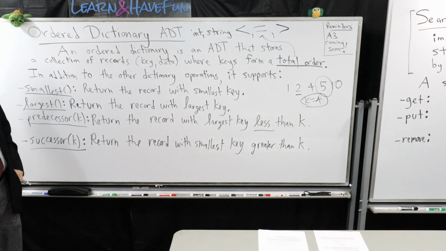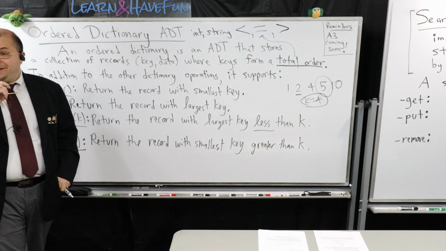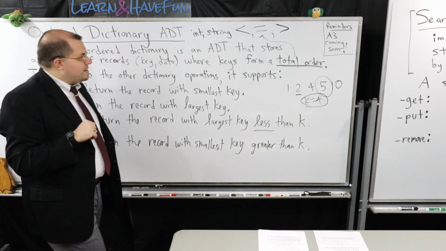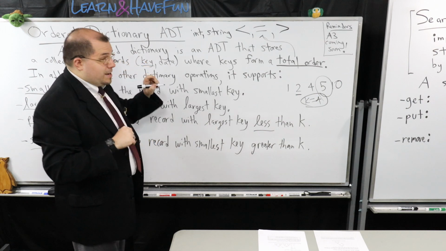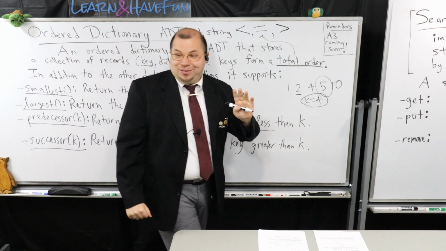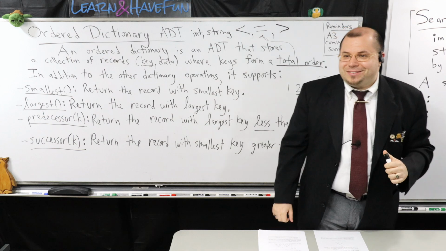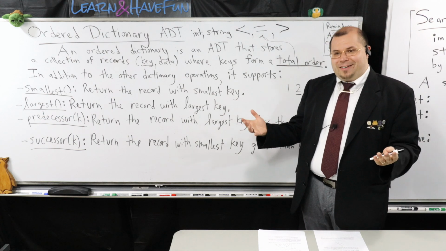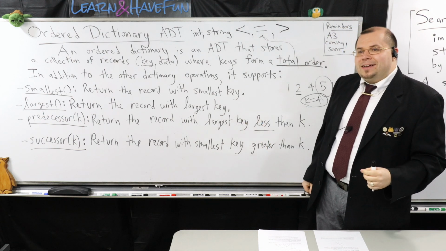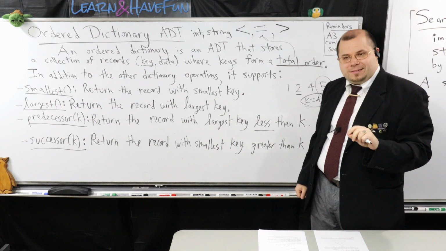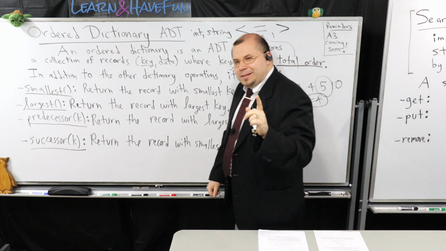Now, remember, this is a dictionary, so all the keys are unique. There cannot be two 4s. That's a good question. Just remember, it's still a dictionary, so it has unique keys. It means that there can't be two records with the same key. That's a really good point to bring up.